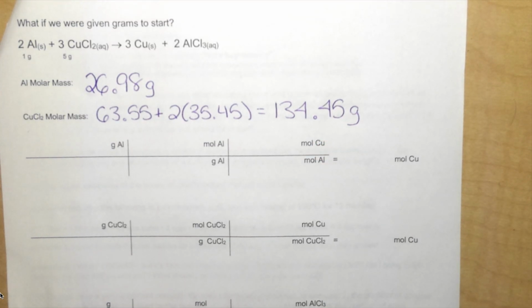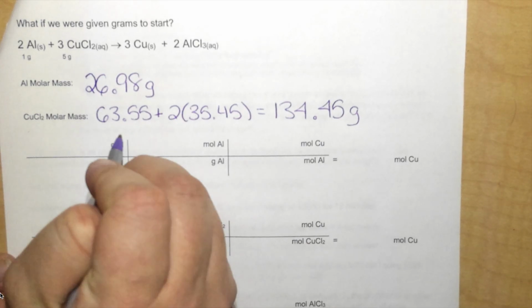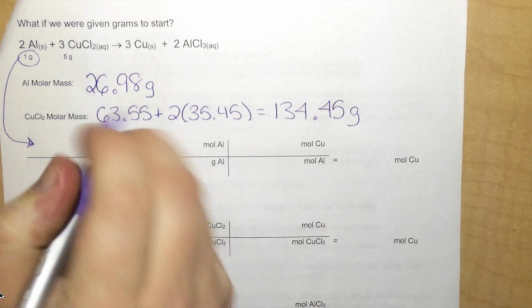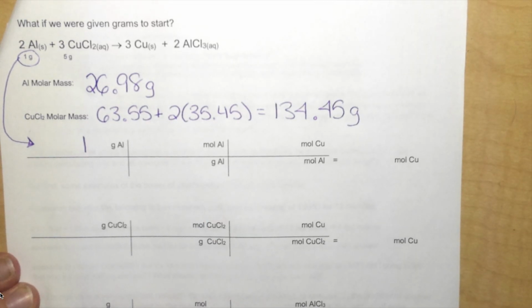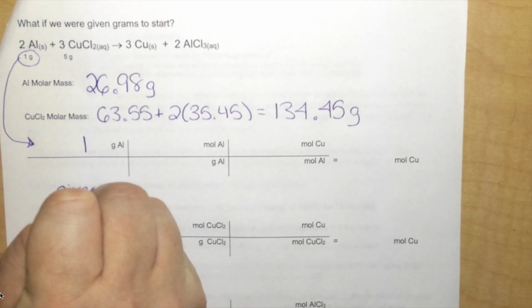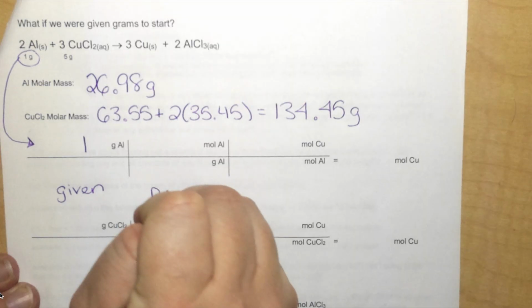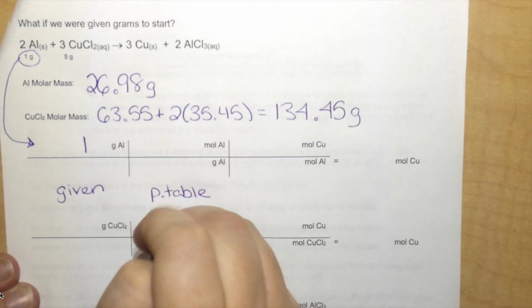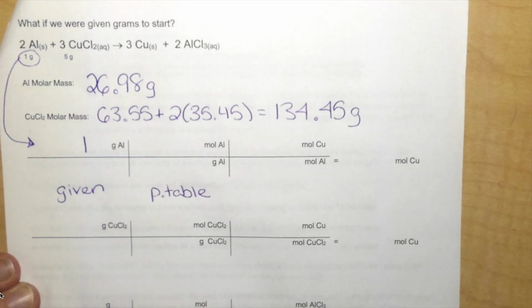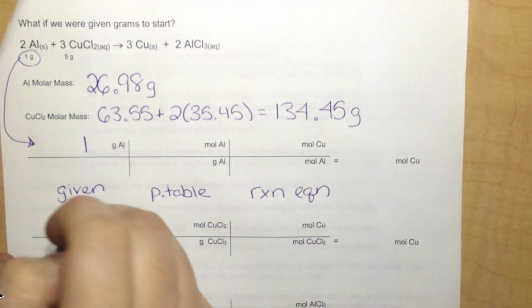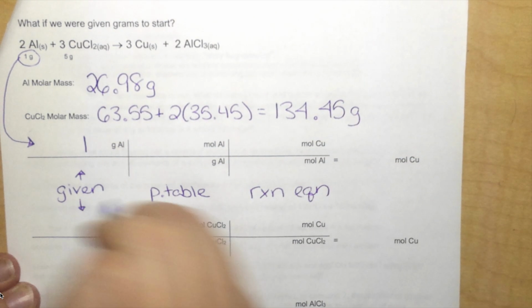Now, what you have to go through for this problem is take the number that's given, and that's going to go in this first box. So I have 1 gram of aluminum, okay? So this is my given. This next set where I have gram to mole, those numbers are going to come from our periodic table. That's going to come from this area right here where I'm looking at molar masses. And last but not least, when I see my mole to mole, that's going to come from my reaction equation, okay? So that's going to be true for the one above and the one below for both parts of this.